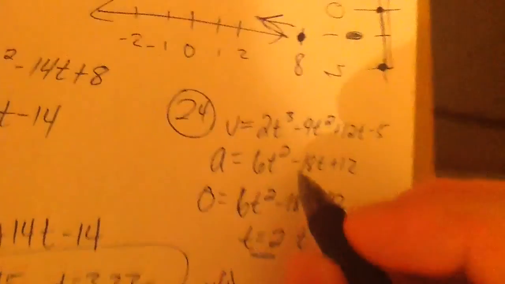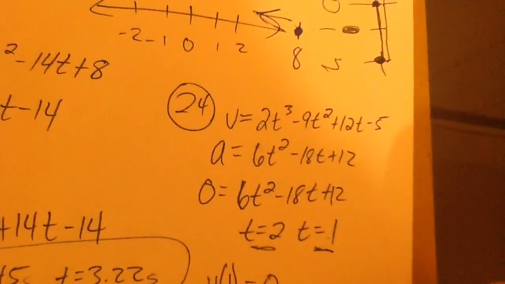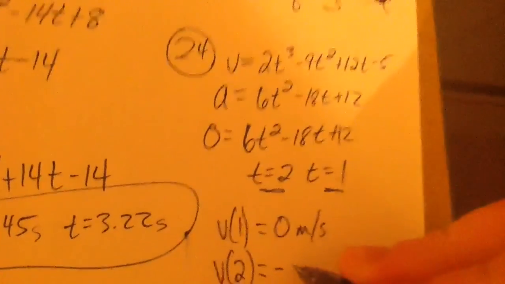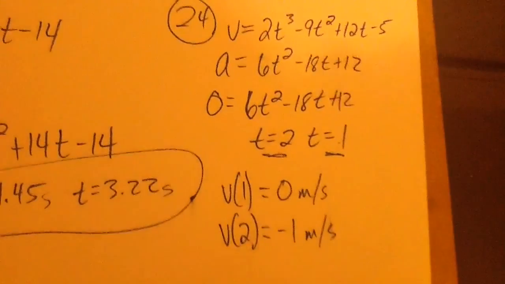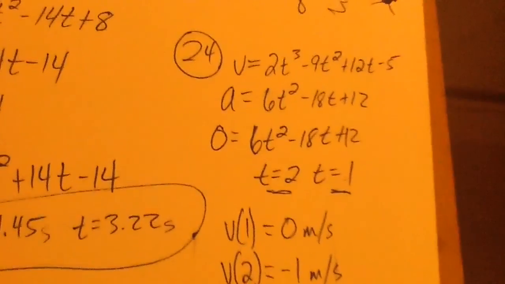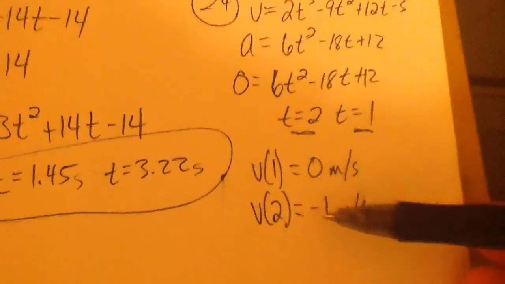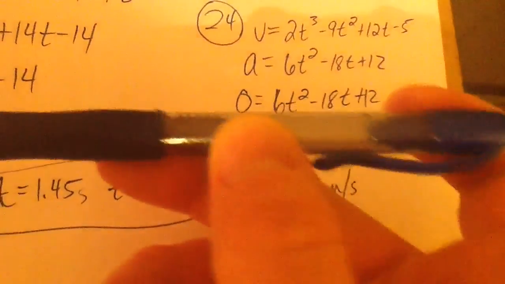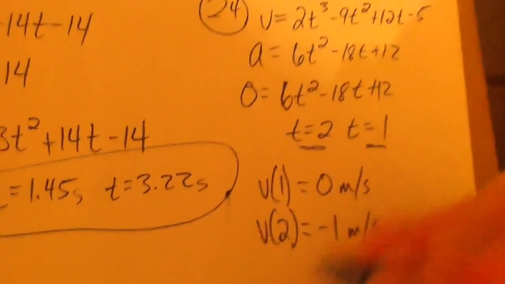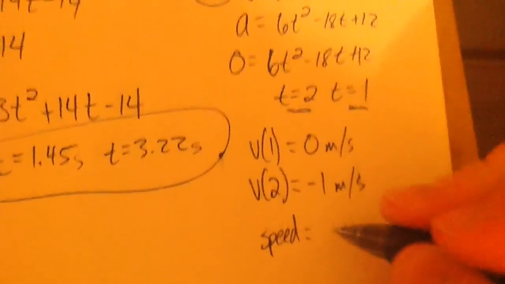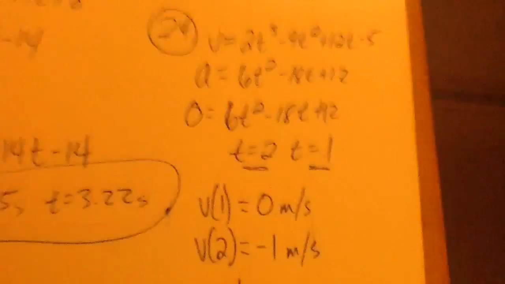So you plug those in, and let's see, I think you get 0 if you plug in 1, and if you plug in 2, you get -1, which is not your answer, because it asks for speed, it didn't ask for velocity. Velocity has direction, right? If your velocity is -1 meters per second, it means you're moving to the left at 1 meter per second, but the speed of that is just 1 meter per second. Speed is just the absolute value of velocity. So your speeds would be 0 and 1.